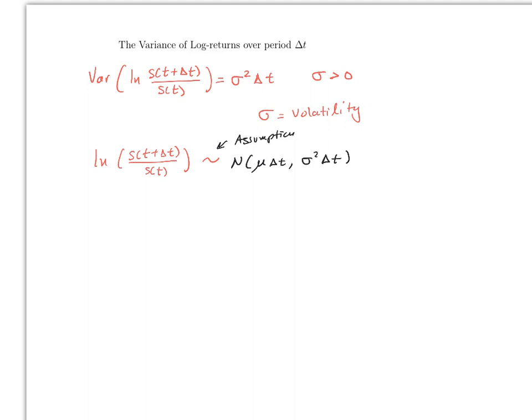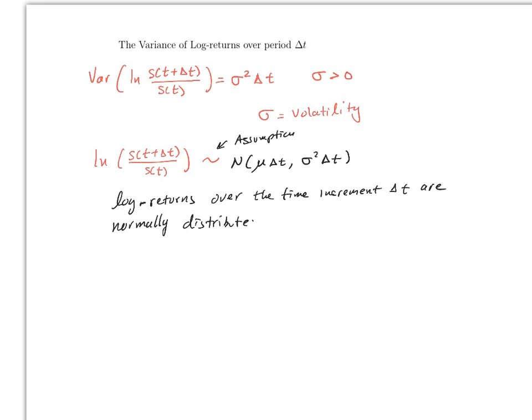which means that the log returns, okay, over the time increment, and by the time increment, it means delta t, are normally distributed. Okay.